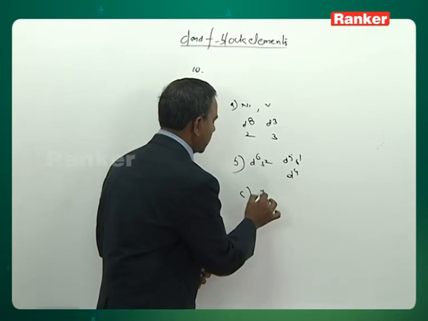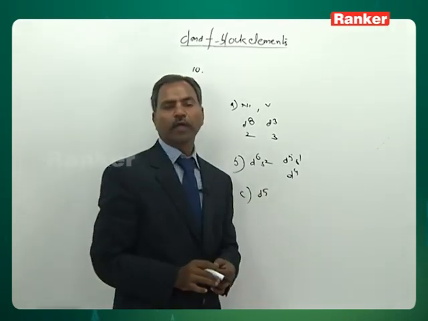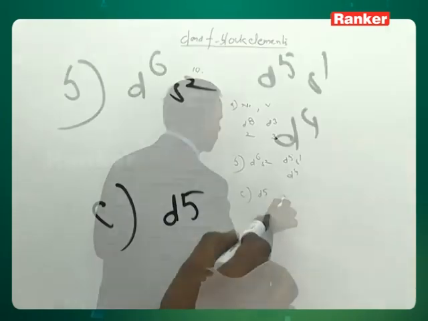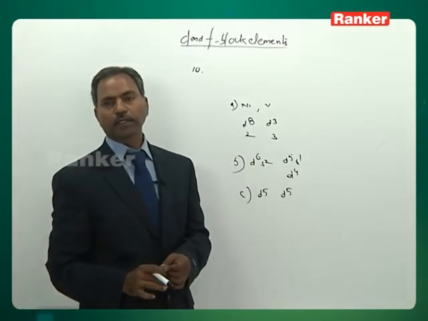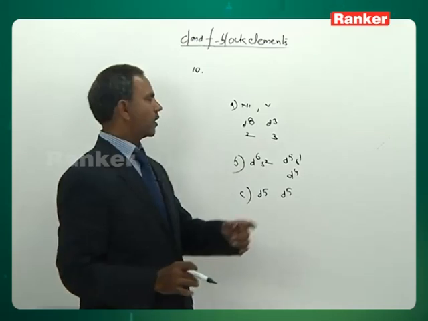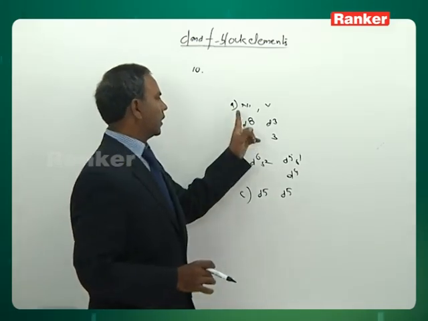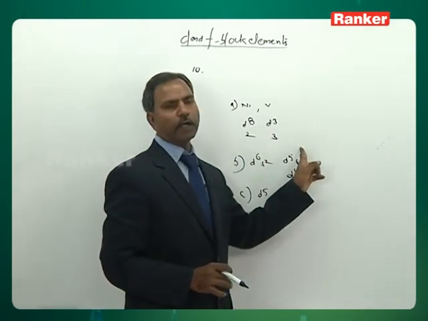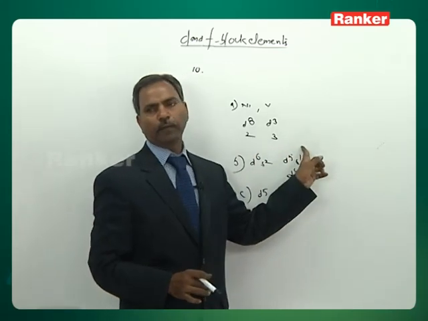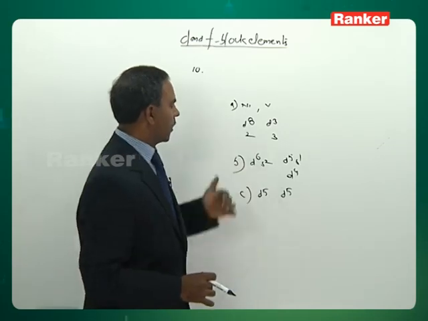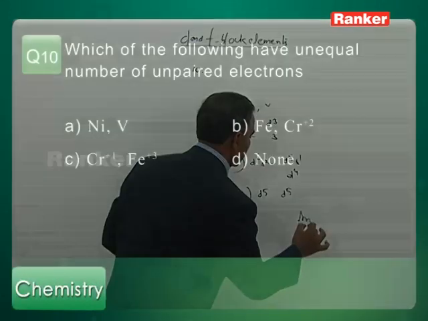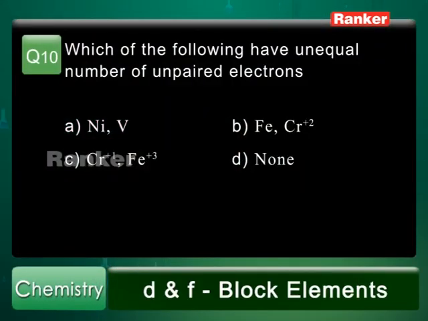Coming to option C, chromium plus 1. Chromium plus 1 means d5, it is 5 unpaired electrons. Fe plus 3 is also d5. Both of these are carrying the same number of unpaired electrons, so 5. So the answer is option A only, nickel and vanadium carrying an unequal number of unpaired electrons. So for this 10th question, option A is the correct answer.